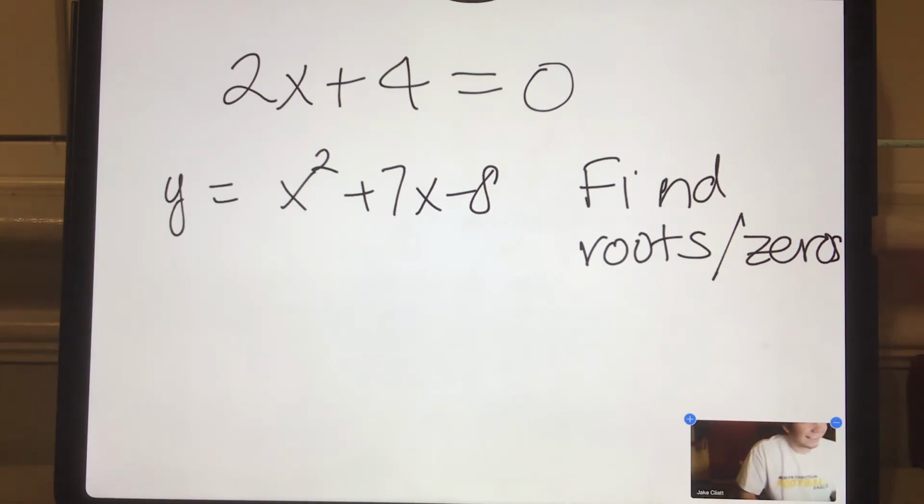What is a root of 0? What's another name for it? I forget. Justin, what's it called? X-intercepts. So what do you know about x-intercepts? They're 0. Like y equals 0. Why?